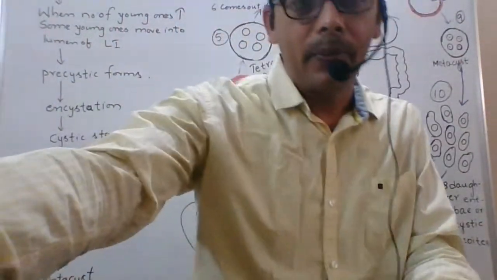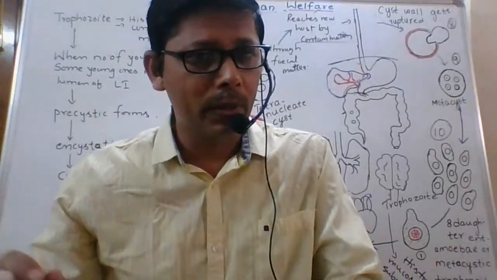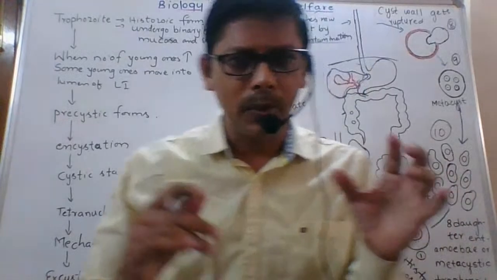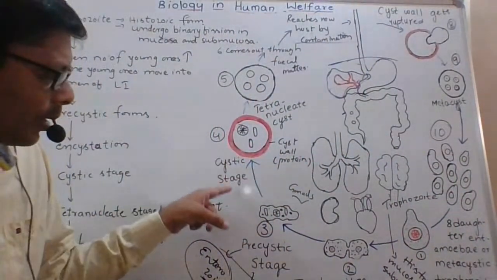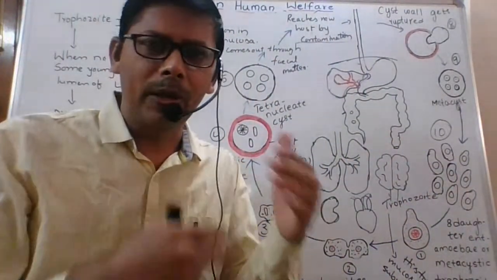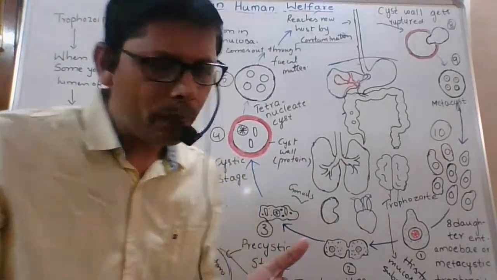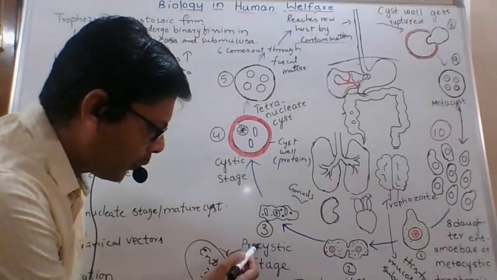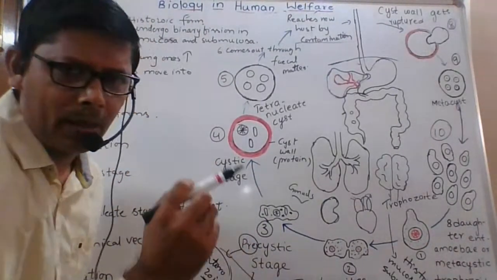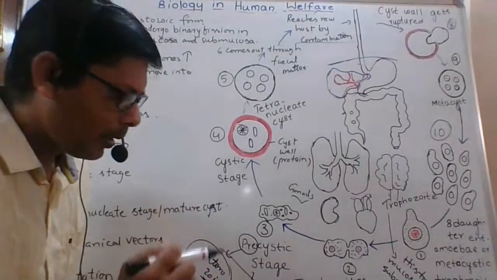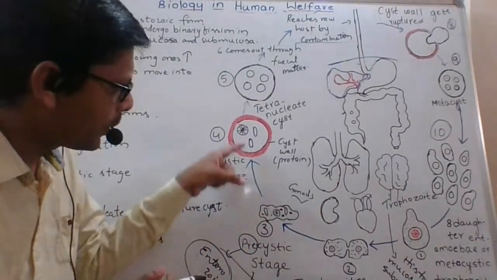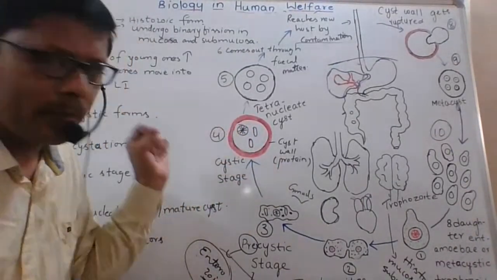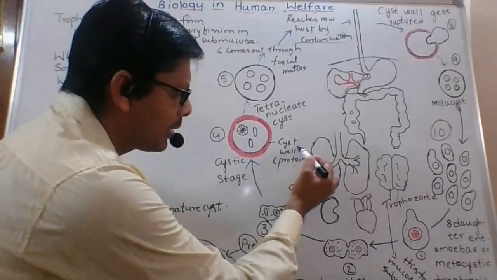Today, my first focus is on the third stage, the cystic stage. Let us first talk about the cystic stage, then we complete the life cycle. Now we are removing the word pre, because the difference between these two stages is that here one red color structure is present. This is called the cyst wall.